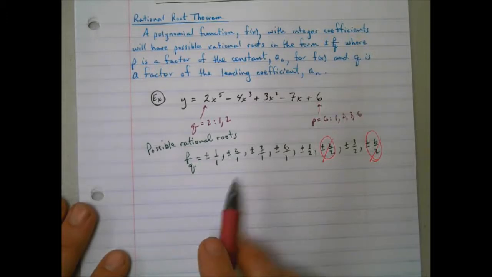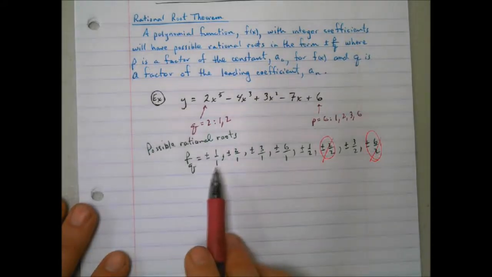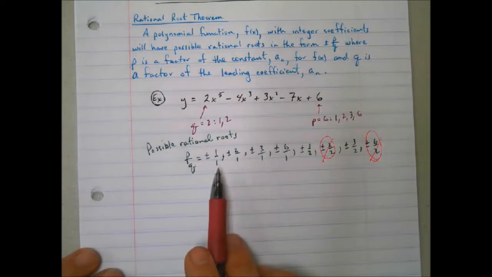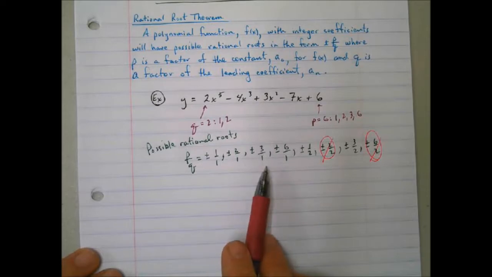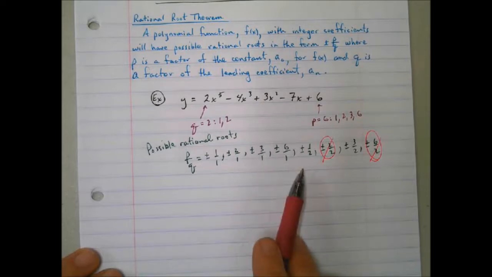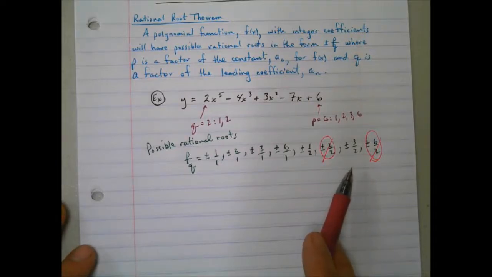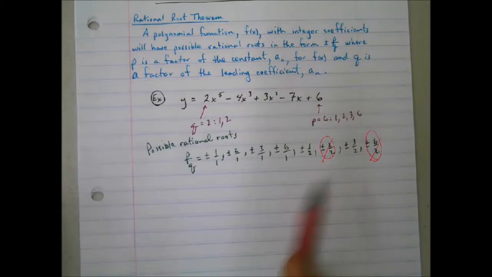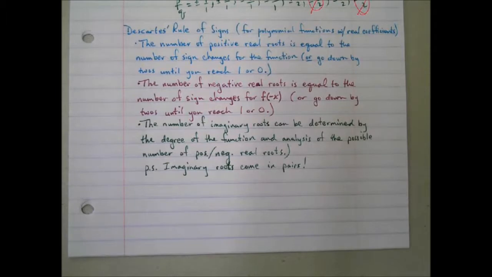So out of all the possible rational numbers in the world, which there's infinite number of them, the only ones that could possibly work in this polynomial are plus and minus 1, plus and minus 2, plus and minus 3, plus and minus 6, plus and minus 1/2, plus and minus 3/2. And so if they're just asking for the possible rational roots, you'd just list those and then you're done. And there could be a question on the test like that. Then you move on. Okay, moving on.